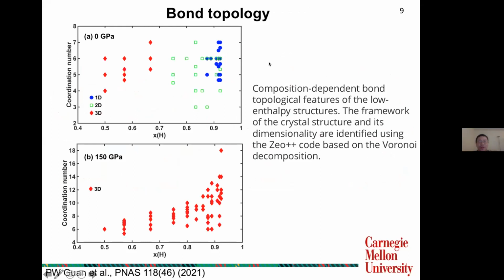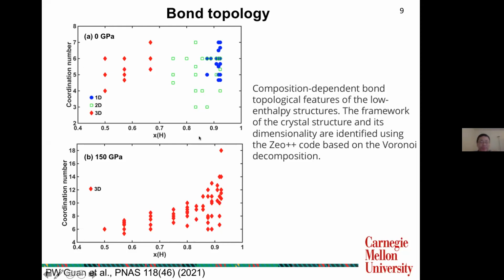And then we do a bonding topology analysis of the structures we obtained. So here, these two diagrams show, at different pressures, how the coordination number and the dimensionality of the palladium framework change as a function of composition and pressure. So actually we can see here.